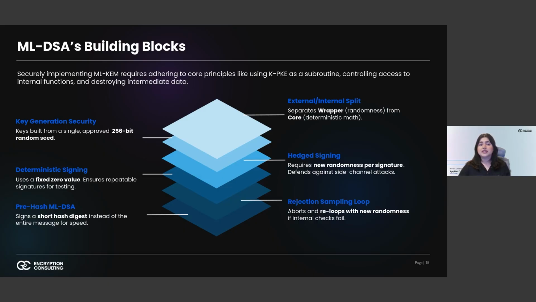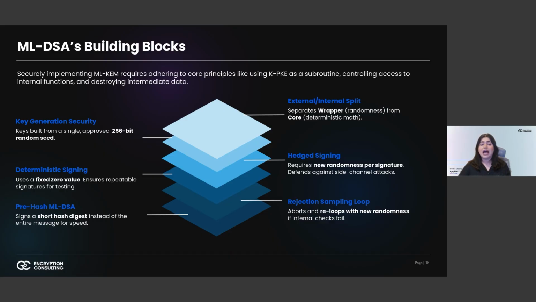The final two principles govern the algorithm's integrity and efficiency. The rejection sampling tool is the core integrity check that runs during signing. The process attempts to create a signature component and then runs rapid internal validity checks. If a check fails, the signature is discarded and the system immediately loops with new randomness. The mechanism known as Fiat-Shamir with aborts mathematically guarantees that only valid signatures are ever released.